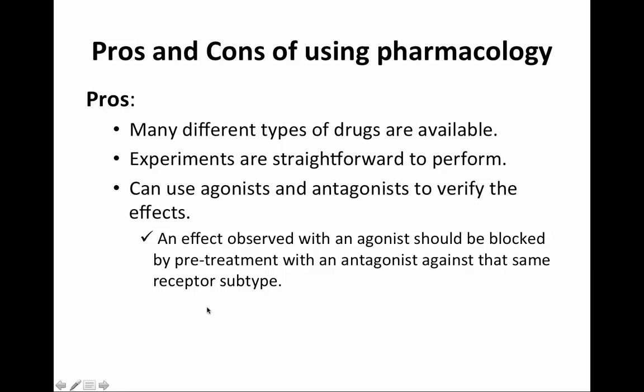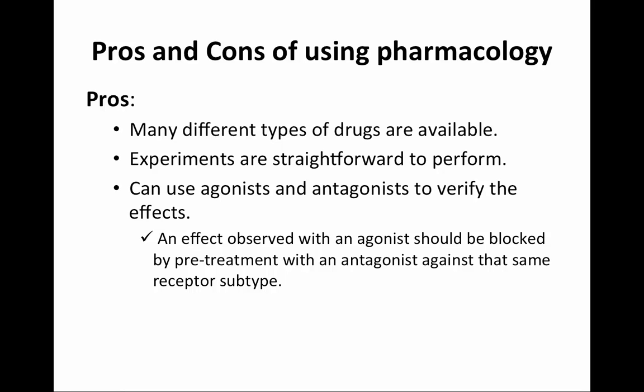If we want to figure out what behaviors a particular nicotinic receptor subtype contributes to in vivo, we can use agonists and antagonists that affect the subtype and observe the effects on behavior. The pros of using pharmacology are that many different types of drugs are available that can be used. Second, the experiments are relatively straightforward and usually involve administering the drug to an animal and observing their behavior.